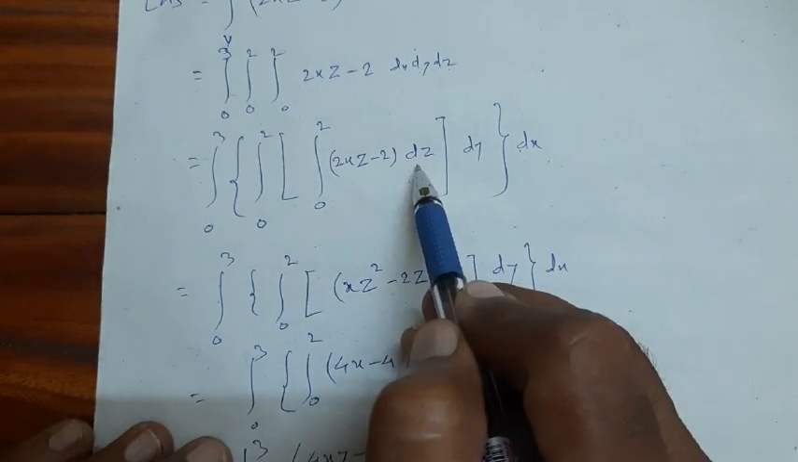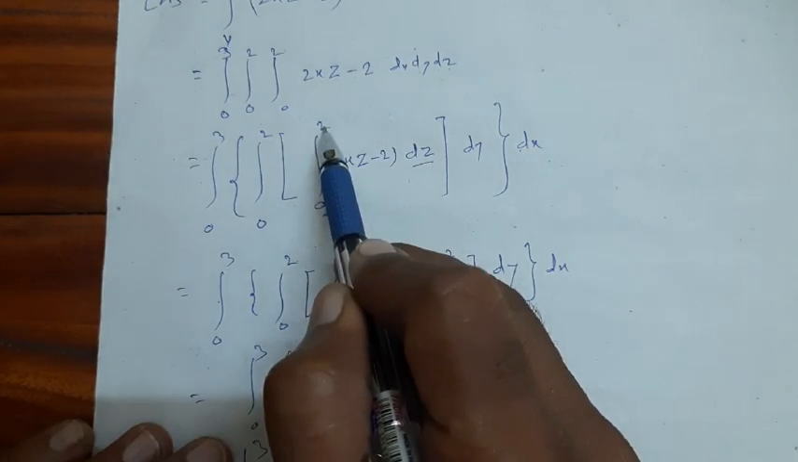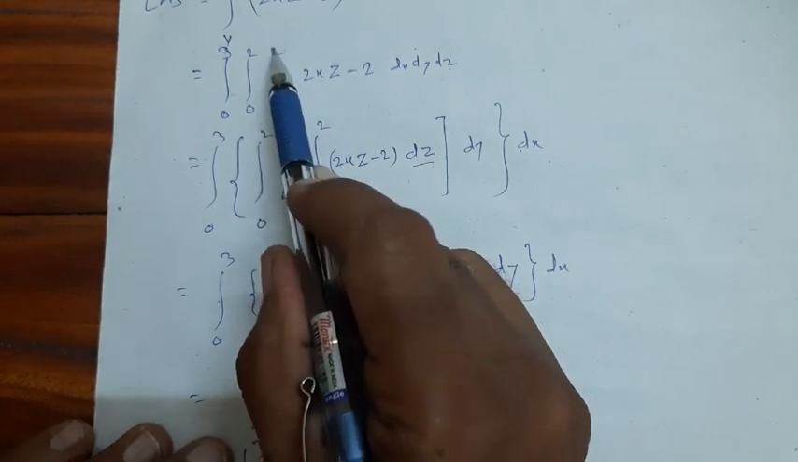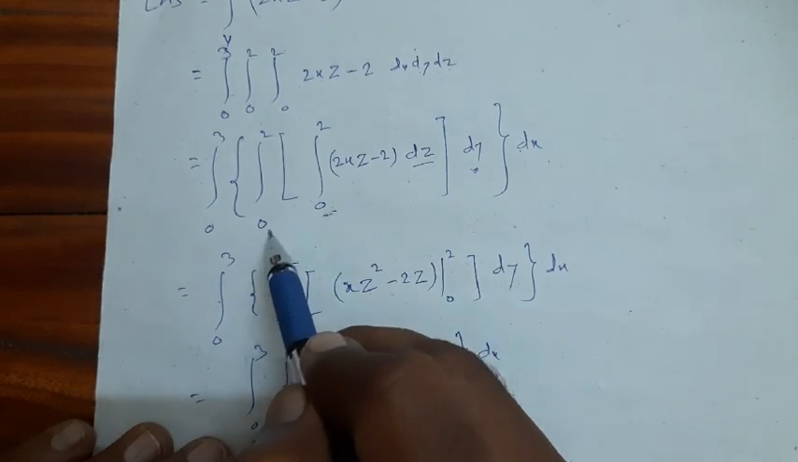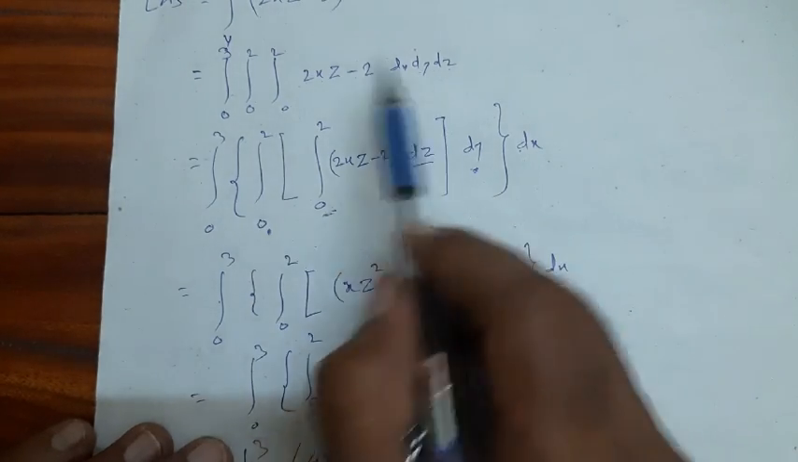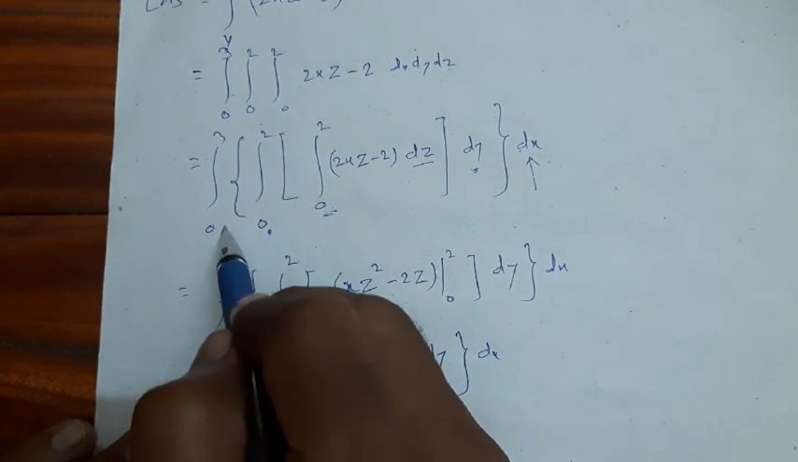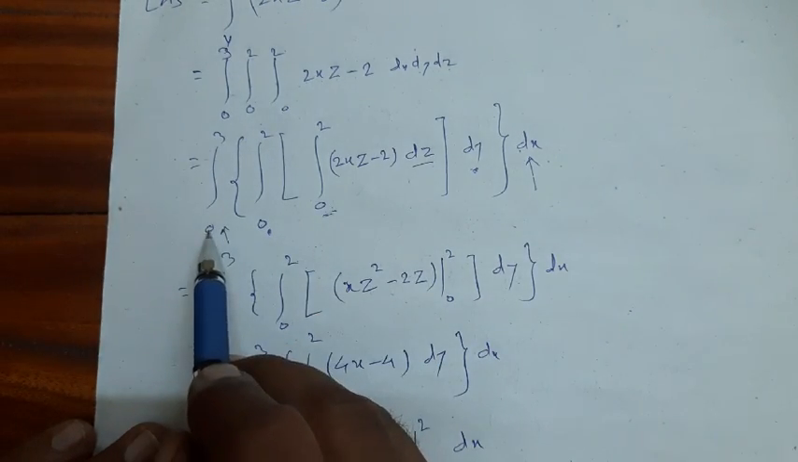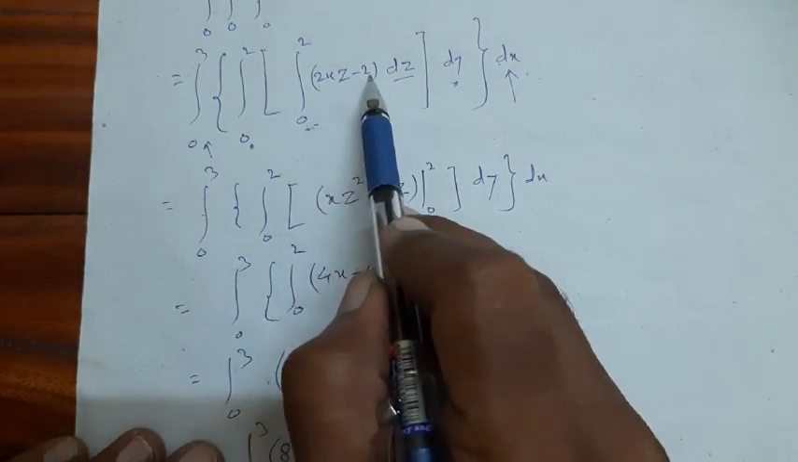Therefore, if I consider the integration over z first, then I will have to write the limit 0 to 2, because integration is over z from 0 to 2. Then I will have to integrate over y, and for that the limit is 0 to 2, because for y the limit is 0 to 2. And then I will have to integrate over x, and these are the limits for integration over x, from 0 to 3. Now one by one if I solve this, it is 2xz minus 2.